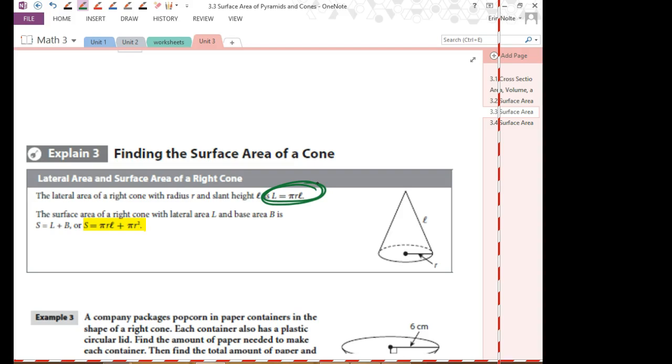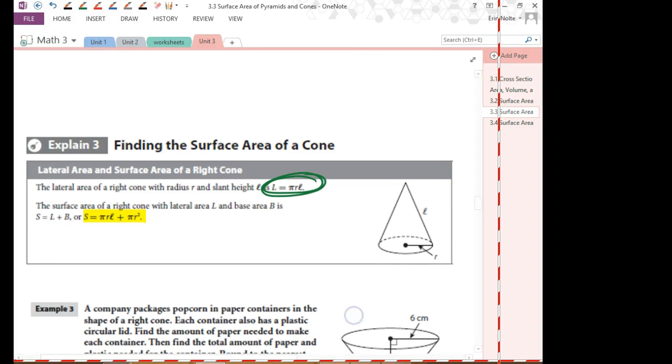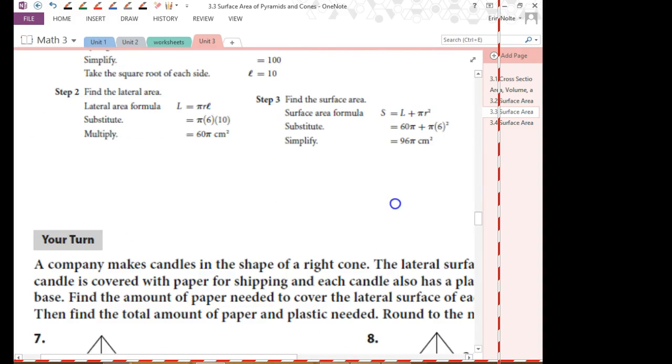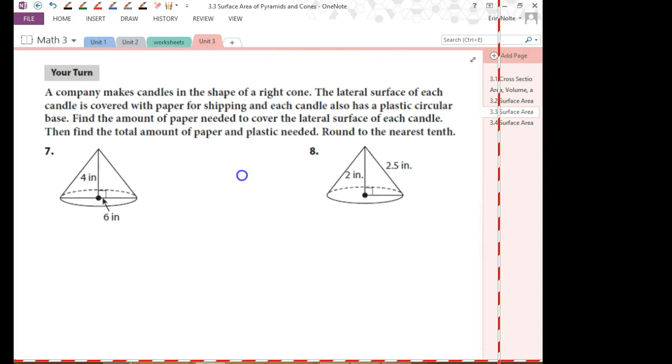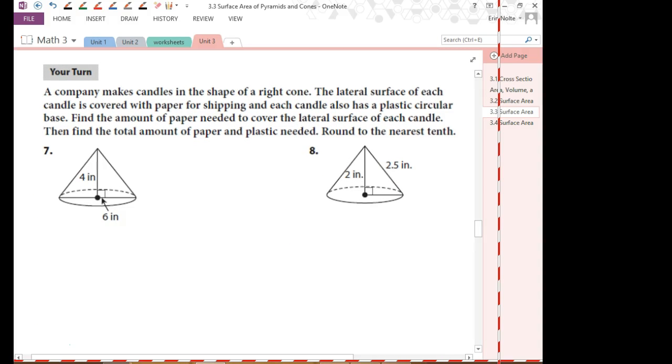Good there? Good? Okay, so here is an example, which I'm going to skip, but feel free to go back to if you so desire. So we're going to do this one together. We're going to do number 7. We're going to find the lateral area of this cone first, and then add and find the surface area.